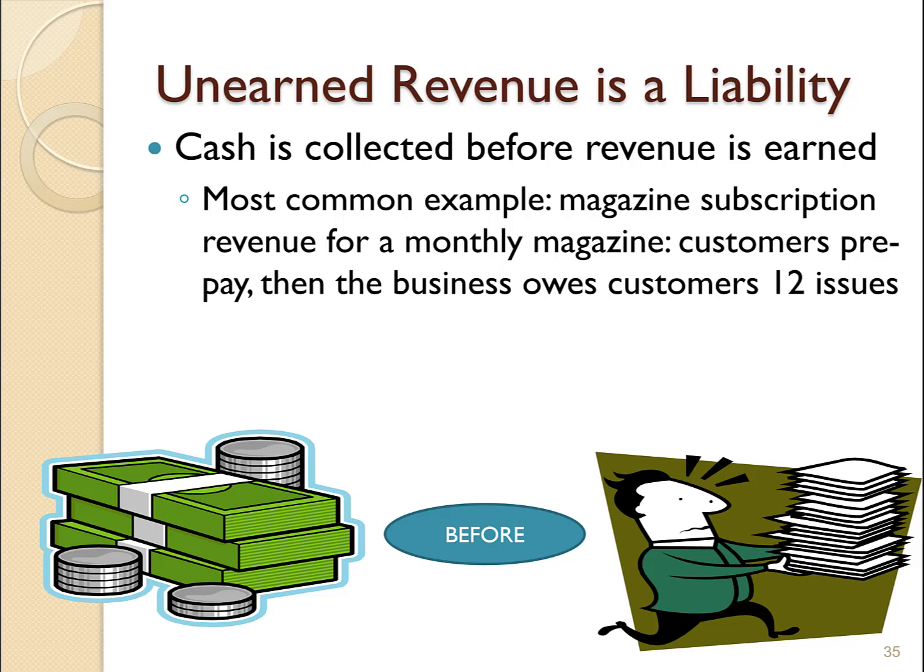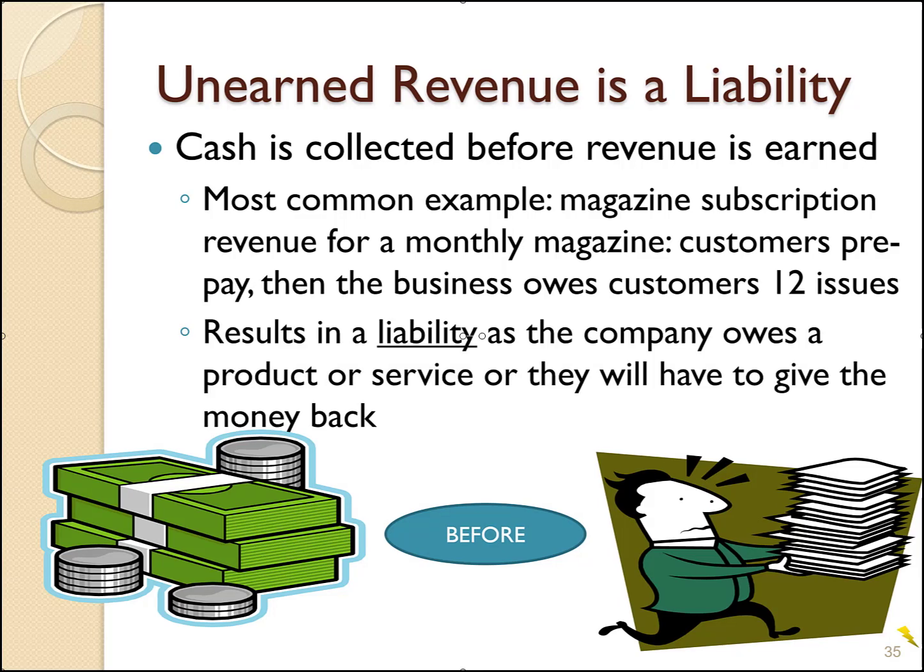So the day that the magazine subscription company receives the money, they now owe the customer something, either 12 issues or they've got to give the customer their money back. So that's why this unearned revenue is a liability, because the company owes the customer something.